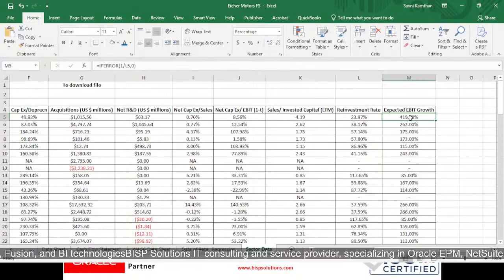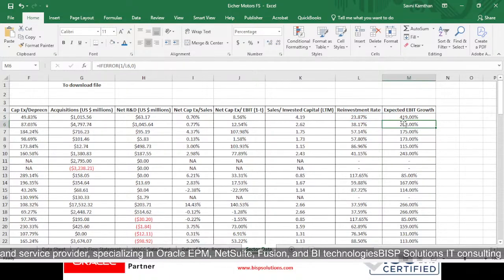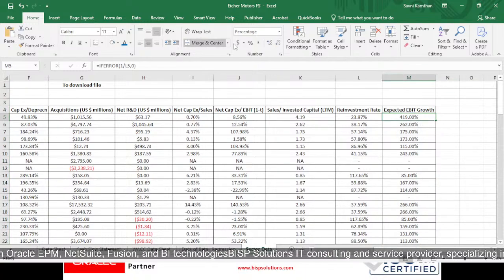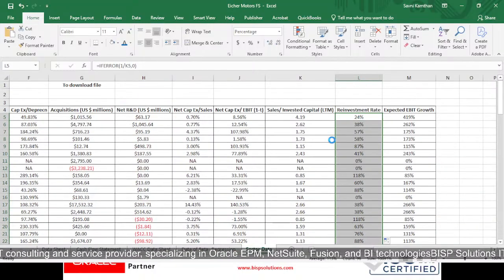For expected EBIT growth, I have taken IFERROR again, and I have divided 1 by my reinvestment rate, and I will be getting my expected EBIT growth, which is 419.00 percentage, or we can say 419 percentage, right? Okay, so I don't want these two. If you don't want them, you can just do this, right?